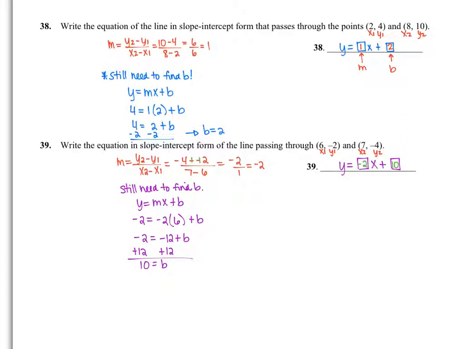So first I find the slope, y2 minus y1, but it's minus a negative, so you can change it to plus positive. Negative 4 plus 2 is negative 2. 7 minus 6 is 1, so your slope is negative 2. So that's your first box. You still need to find b.